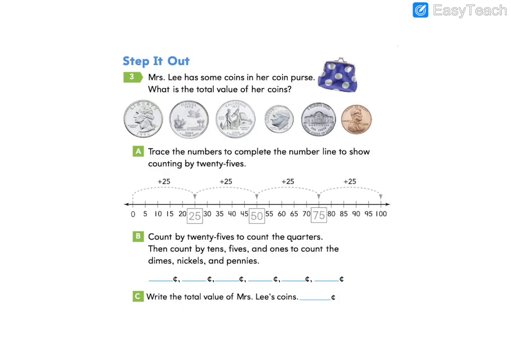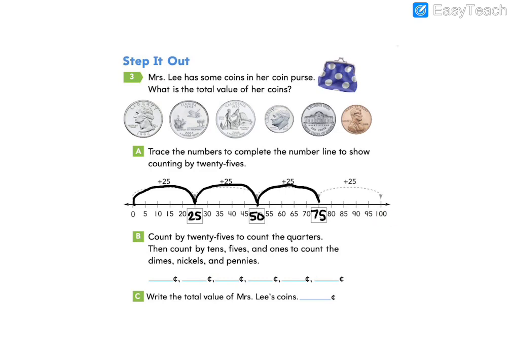Let's look at our third problem. Miss Lee has some coins in her coin purse. What's the total value of her coins? Trace the numbers to complete the number line to show counting by 25s. We're going to start with our quarters here. The first one gets us to 25, 50, then 75. If we had another quarter, it would get us to 100.